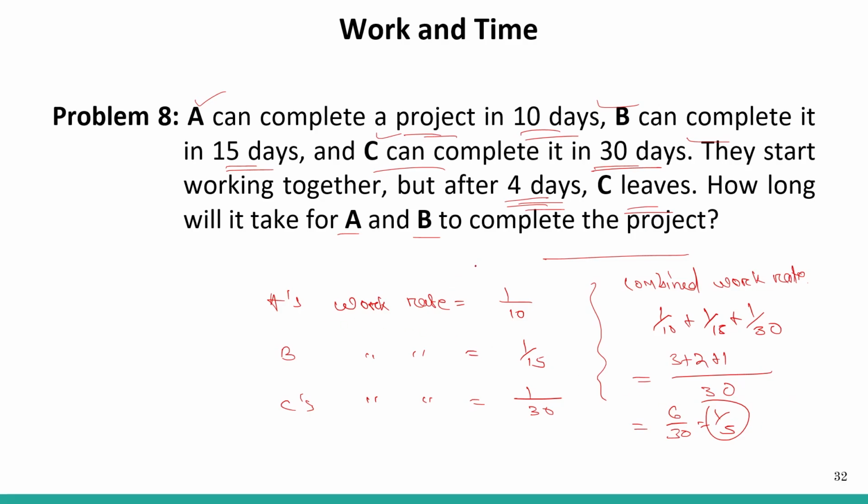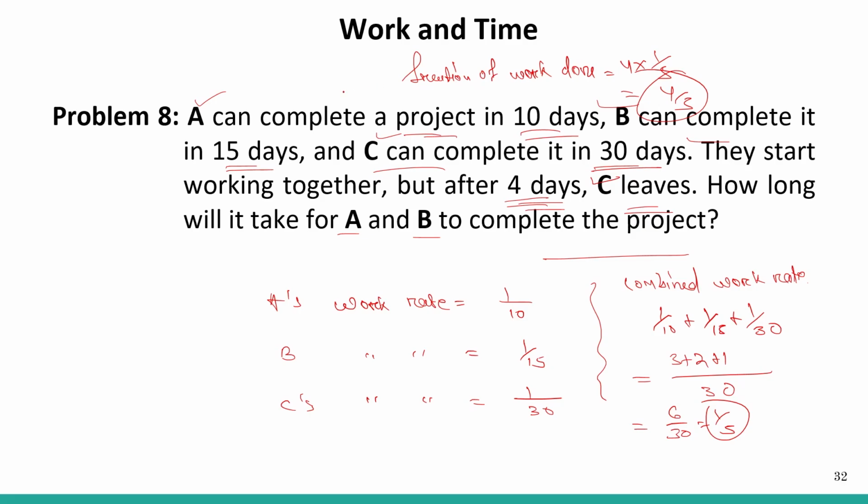Okay. So what they do is they continue the work for 4 days. So in 4 days, the fraction of work done is equal to 4 into 1 by 5, because in 1 day they complete 1 by 5th of that project. So this is equal to 4 by 5. So 4 by 5 of the work is now done. Now what happens is C leaves the team.